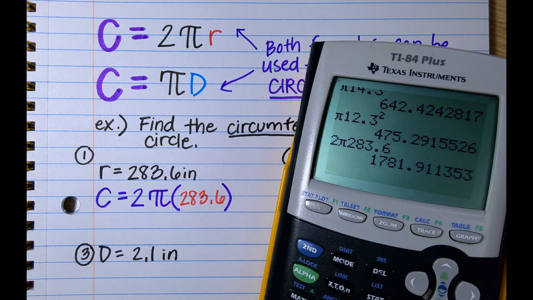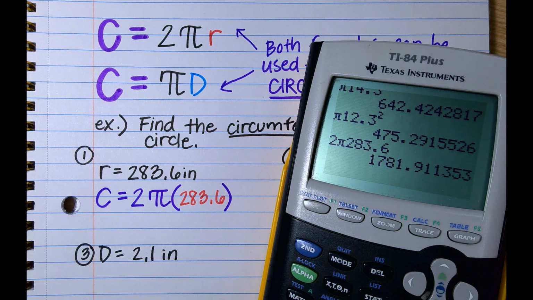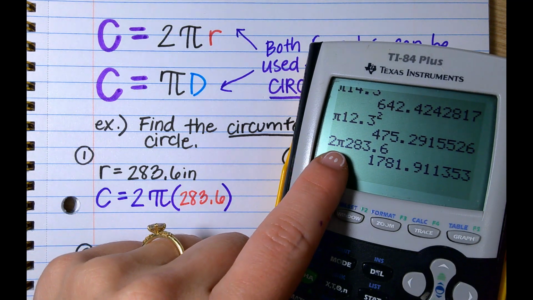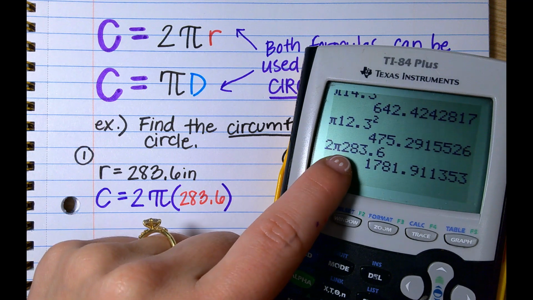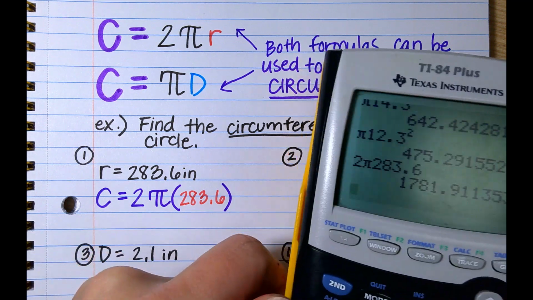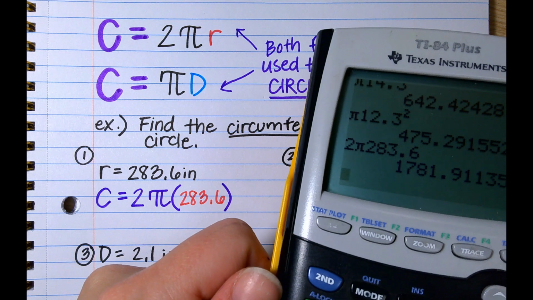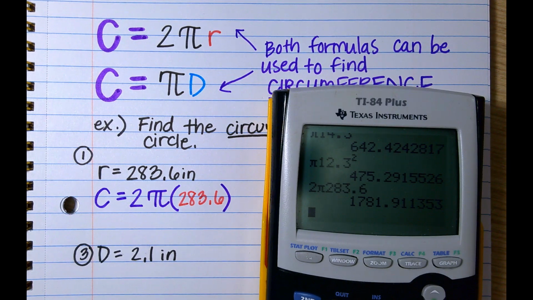8, 9, and 6, 7, 6. What did you type in to get that? Did you type 2 pi 283.6? I thought it did. Let me see your screen. I'm going to take a look at it. Now your pi button.